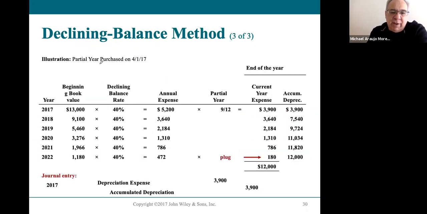If we had a partial year because it was purchased on April 1st, we would do the same thing. So we would calculate the annual expense and multiply it by the partial year in the very first year that we bought it, which would definitely affect its depreciation expense for that particular year because it's a partial year. And the other part, we simply would write off at the very, very end, but it doesn't really matter because we can only write off the difference, right? So it works the same way.